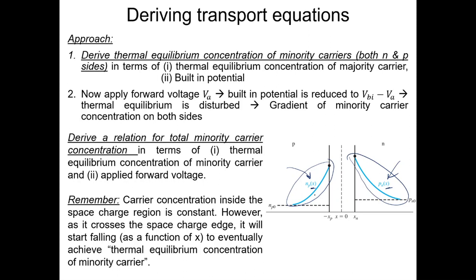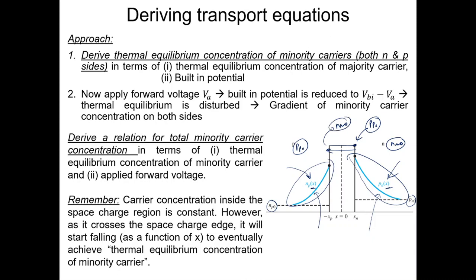Now the question is, how do we get this relation? We don't know anything, right? All we know is this, and we know the majority carrier concentration, which is N0 on this side and P0 on this side. We also assume that when these electrons diffuse, whatever is the majority carrier, its concentration remains the same. So here it has to be N0, and at this point it has to be P0. So this is the information that we have.